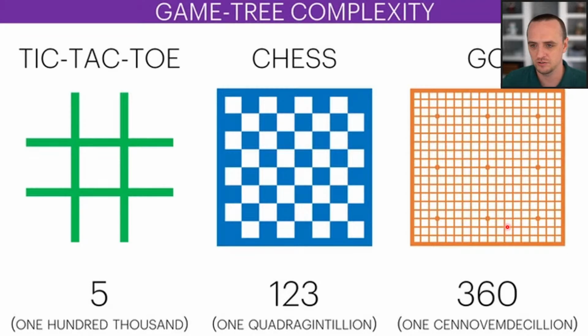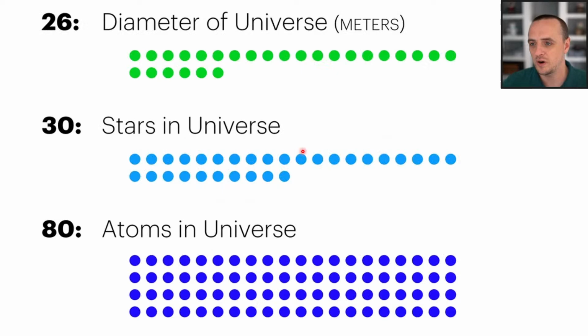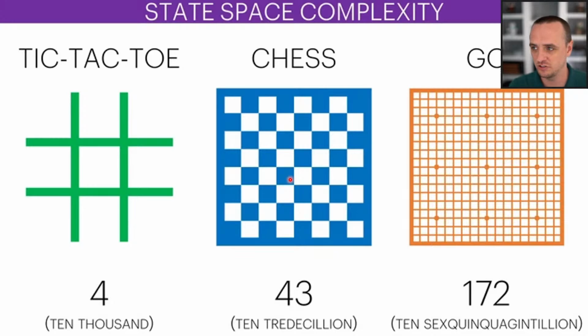So, 10 to the power of 9 is the number of seconds in a century, okay? 10 to the 11 is the number of total humans born. 10 to the 17 is the age of the universe in seconds. 10 to the 26 is the diameter of the universe in meters. 10 to the 30 is the number of stars in the universe. 10 to the 80 is the number of atoms in the universe. Okay, so chess, the number of possible board positions of chess is somewhere between the number of stars in the universe and the number of atoms in the universe. Okay, that's a very large number.